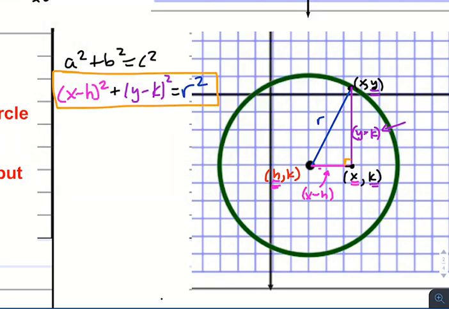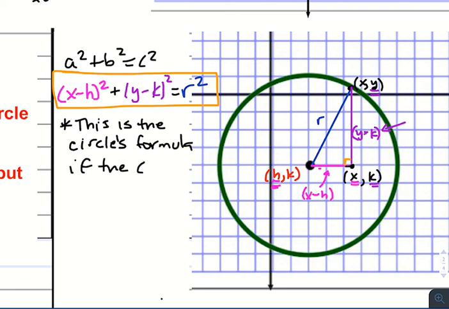Okay, and so we can make a note here. This is a circle's formula if the center is not at the origin, but instead at h comma k. Okay.